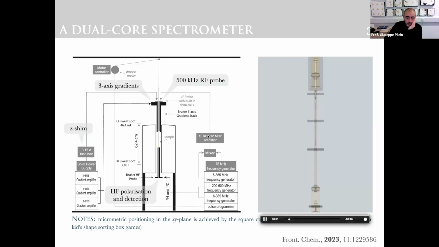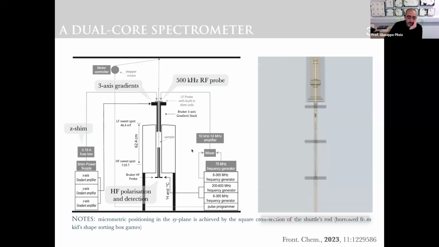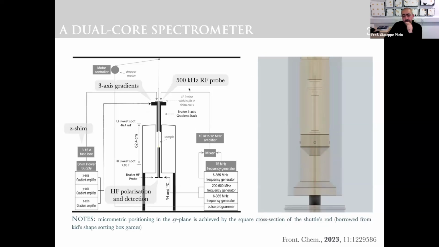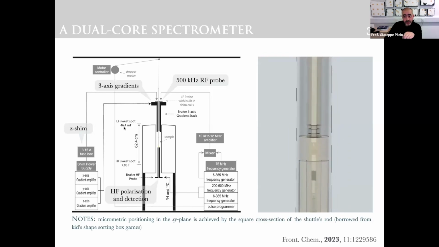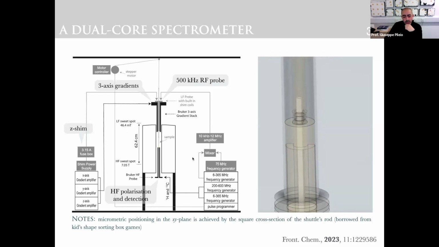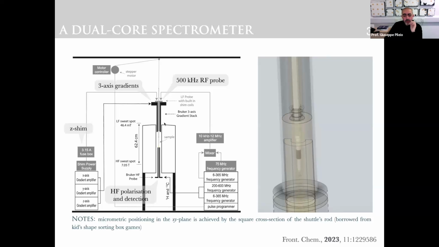There should be an animation down there, where we basically have two probes. We have the top probe tuned at 500 kilohertz, placed at 46 millitesla, where the carbon resonates at 500 kilohertz. And then we have all sorts of hardware, including some shimming and also 3-axis gradients in low field. So we can basically pulse, with radio frequency pulses and also 3-axis gradients in low field, and we can polarize and also read the sample in the high field, so retaining resolution and sensitivity.